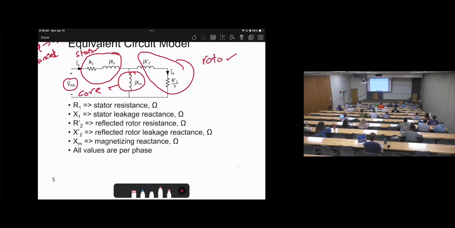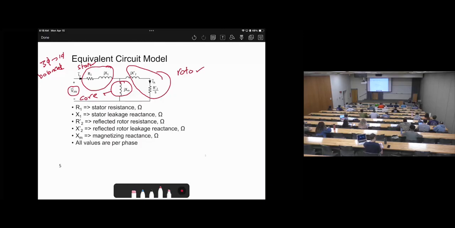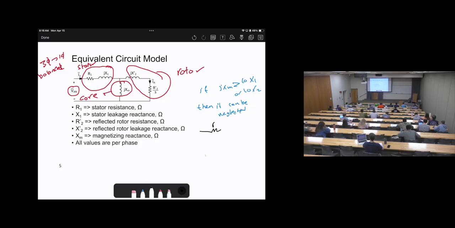However, JXM, we can make some assumptions. If JXM is larger than 10 times X1 or 10 times X2, then it can be neglected. So you can erase it from the circuit. How? You can draw the circuit like R1, JX1, JX2, R2 over S. So you can see R2 bar, R1 bar, or JX1 bar.